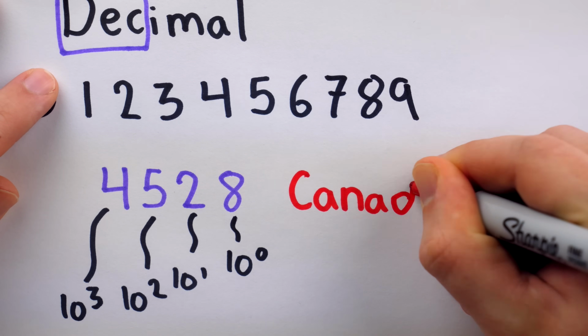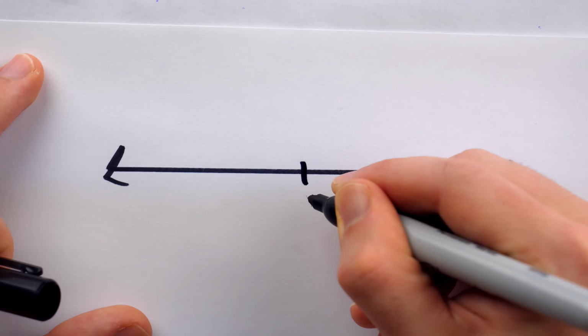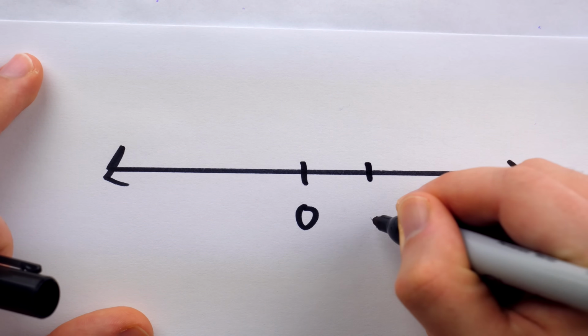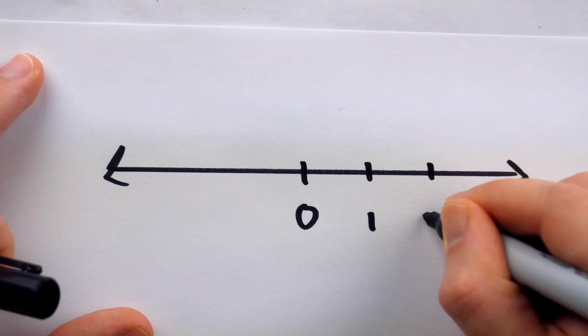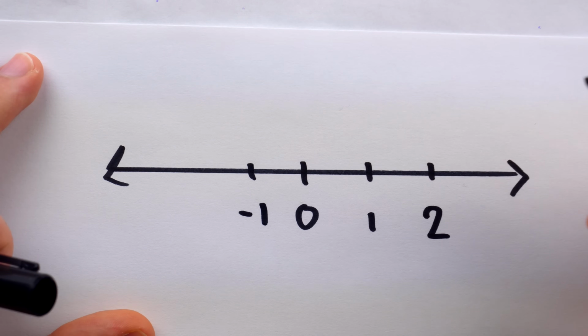problem, and that is the country of Canada and its 10 provinces. You see, in the country of Canada, it's too ding-dang cold all the time, and so they had to introduce these things called negative numbers to represent the temperatures.